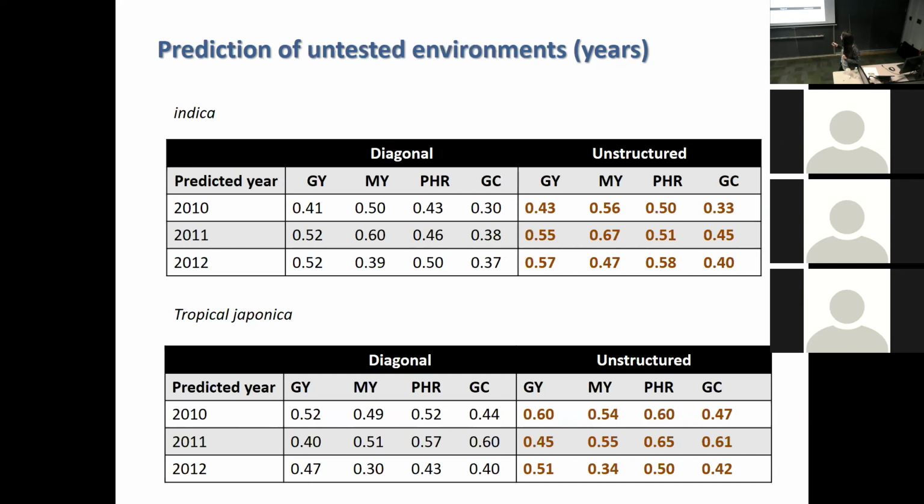So here we can see when predicting each year for both the indica and the tropical japonica, for each trait, using the diagonal and the unstructured covariance matrix. And we can see that in each case, prediction accuracy is a little higher when using the unstructured covariance matrix than the diagonal matrix. So fitting these kinds of models that allow us to borrow information between environments really helps us to achieve better prediction accuracies.